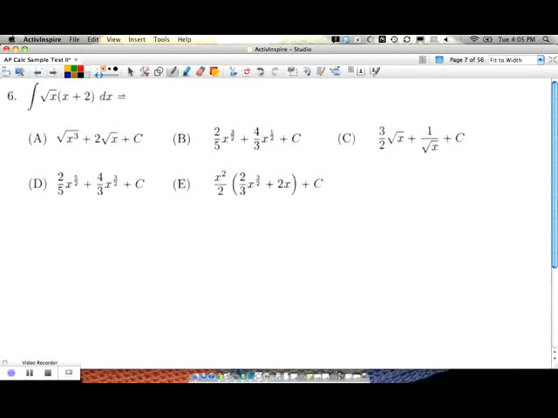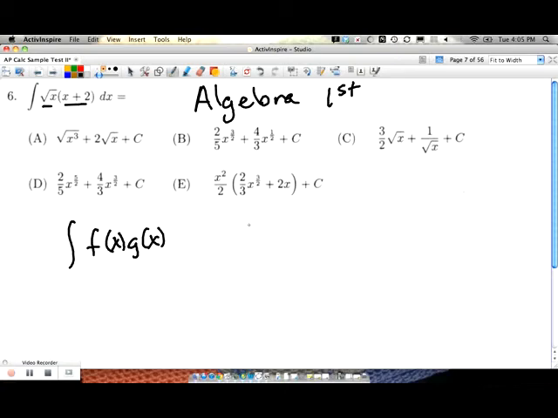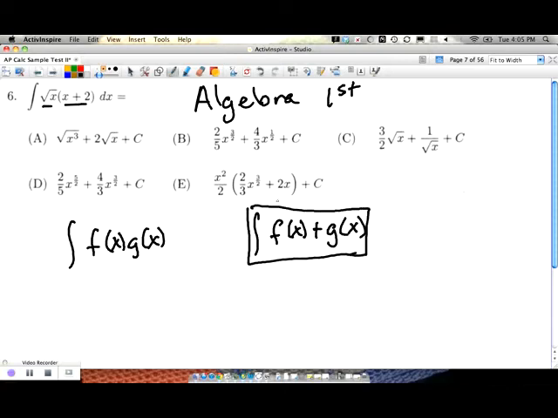Number 6. This one is a lot easier than you would think if you just do algebra first. Do some simplifying ahead of time with the expression. Because when I look at this expression, I see one function times another function. It's difficult to integrate f of x times g of x. This is very hard. It is much easier to integrate f of x plus g of x, because then I can do each one separately. This is what I want. In order to get it there, I just got to do some algebra, some simplifying.